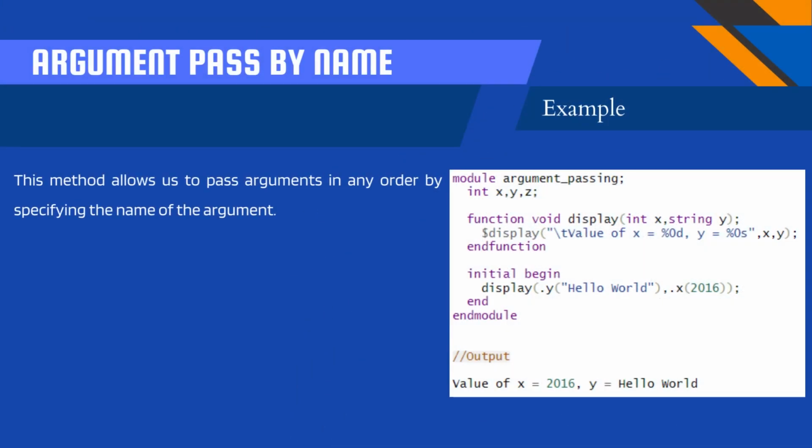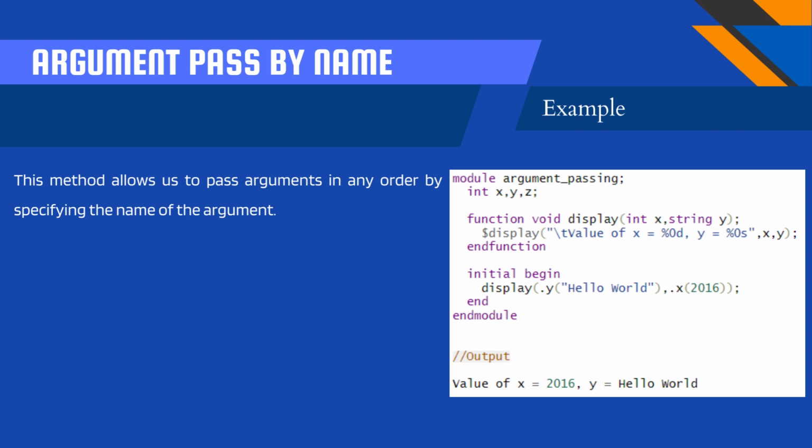Now, we will be discussing the pass-by-name method. This method allows us to pass arguments in any order by specifying the name of the argument. Let's take a look at an example in SystemVerilog.